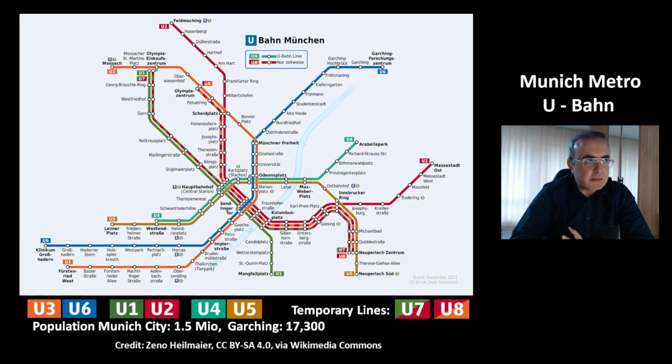This map shows you the system of the Munich U-Bahn. There's 3 pairs of lines. You have U3 and U6, U1 and U2, and U4 and U5. Temporary line U7 is only available during the rush hours, and the line U8 only on Saturdays. This number of 96 stations is a good number in relation to Munich's population of 1.5 million people. And there's one line, that's the blue line U6, that leaves Munich. This line connects the small town of Garching in the north with Munich.